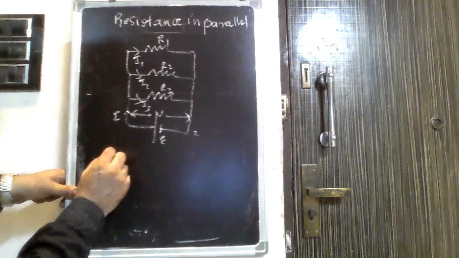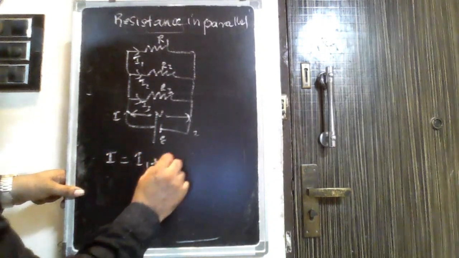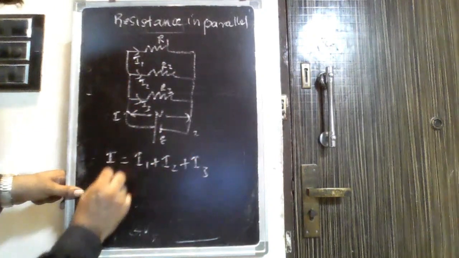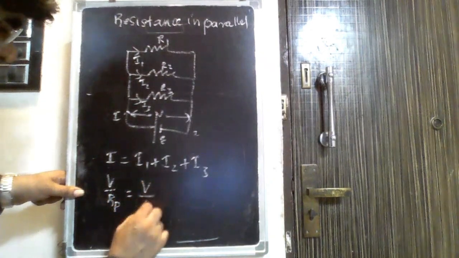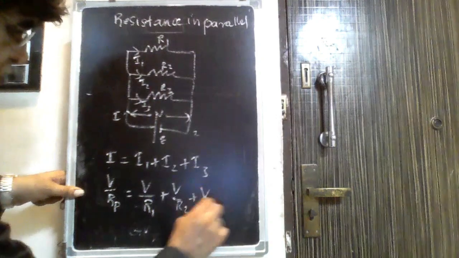So your current here is branching into three parts. So I1 plus I2 plus I3. My idea is to remove all three and put only one resistor. So I equal to V by R. So V by R in parallel. V is constant, so same V will come into picture. V by R1, V by R2, and V by R3.